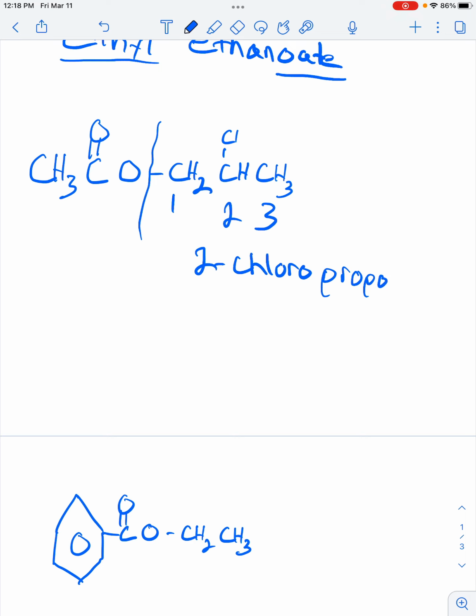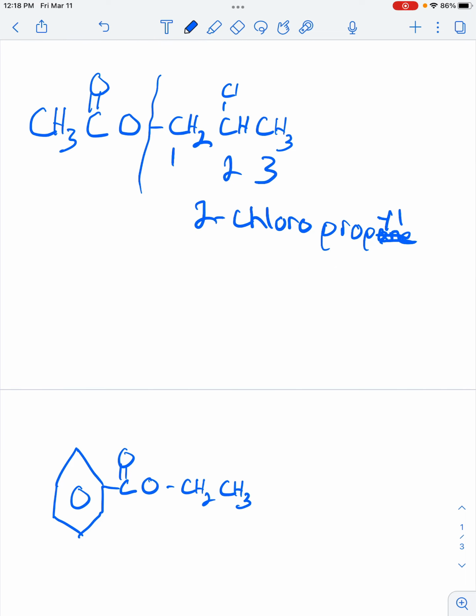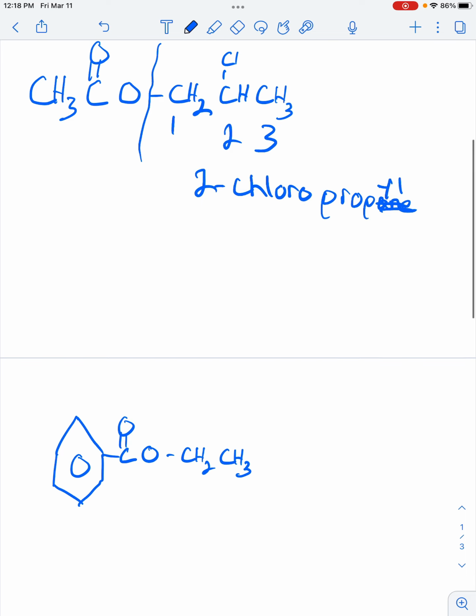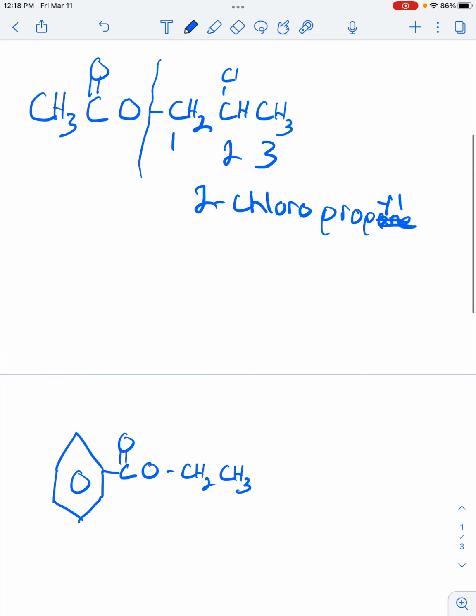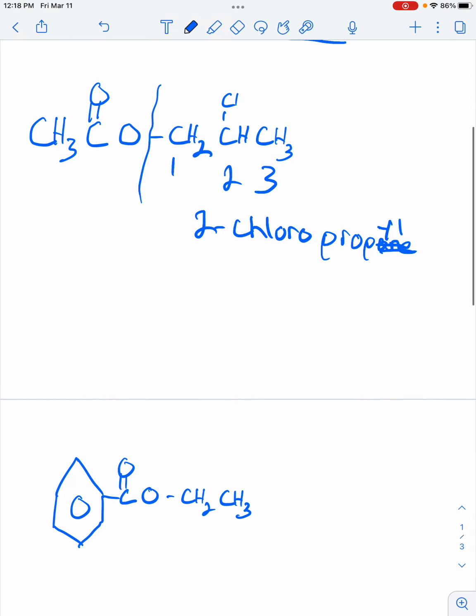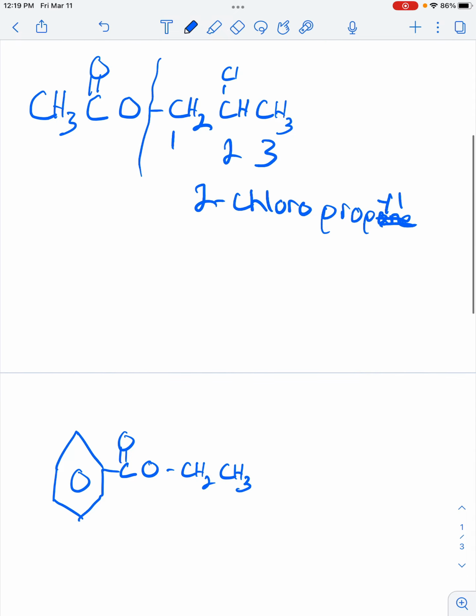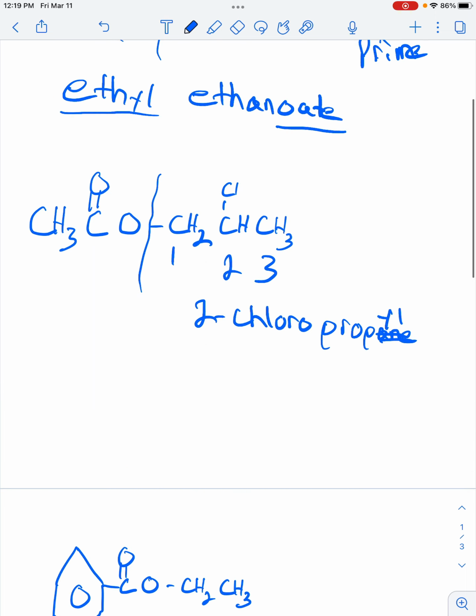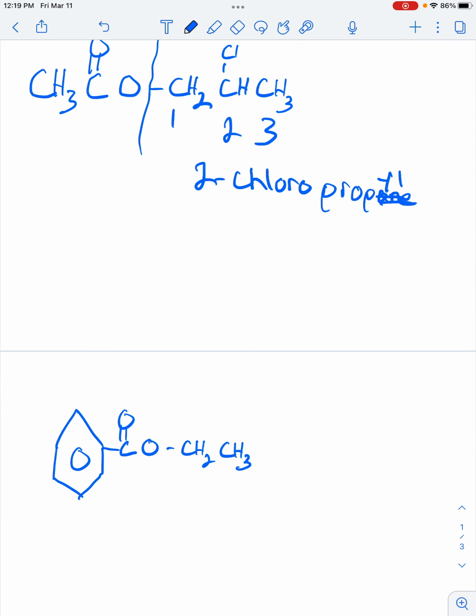2-chloropropane. But instead of propane, this is a propyl. So you'll drop the ANE ending and you put YL for propyl, because it's not actual propane. It's describing the remaining part of the compound. So you would put 2-chloropropyl. And then you would name this side just like you did the other. So it would be 2-chloropropyl ethane OH.